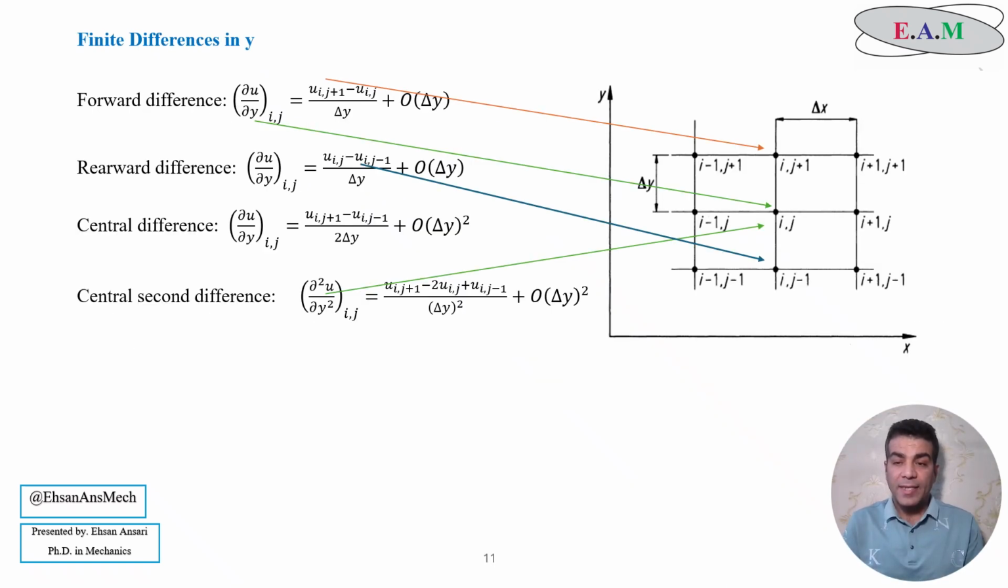By exactly the same Taylor series manipulation in y, we get the forward, backward, and central first differences, and the central second difference. The structure is identical to the x direction formulas.